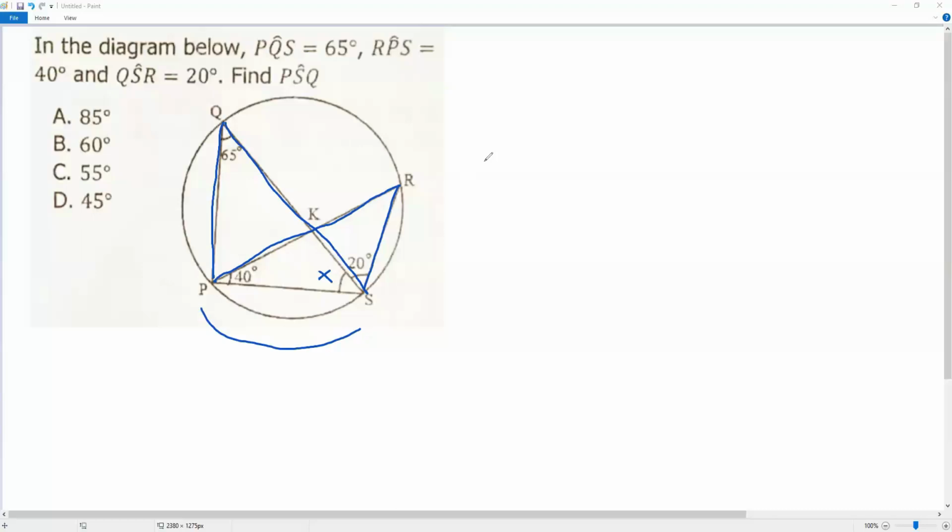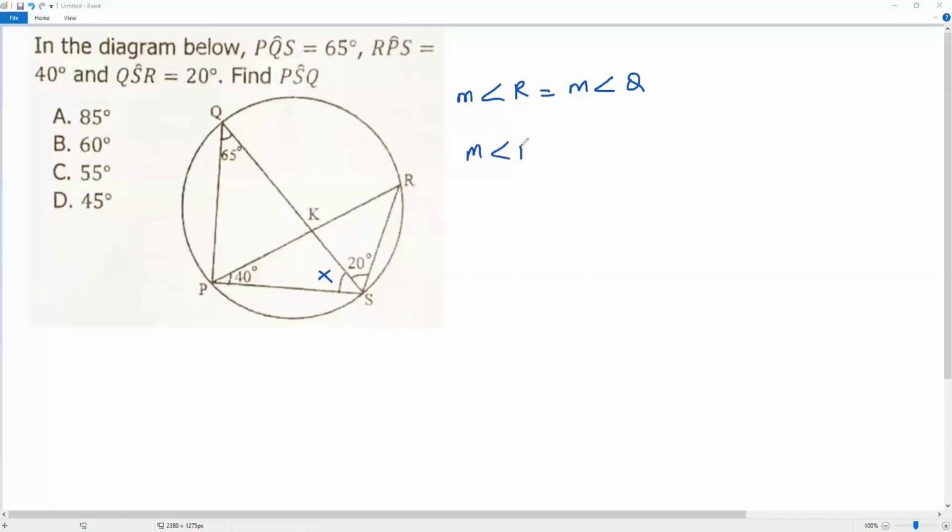So the measure of angle R and measure of angle Q must be equal. The reason is, both the angle measures Q and R on the circle are subtended by the same arc PS. So that's why they are equal. Already we know the measure of angle Q, which is 65 degrees. So we can plug in this value 65 degrees for measure of angle Q. Then we get measure of angle R is equal to 65 degrees.